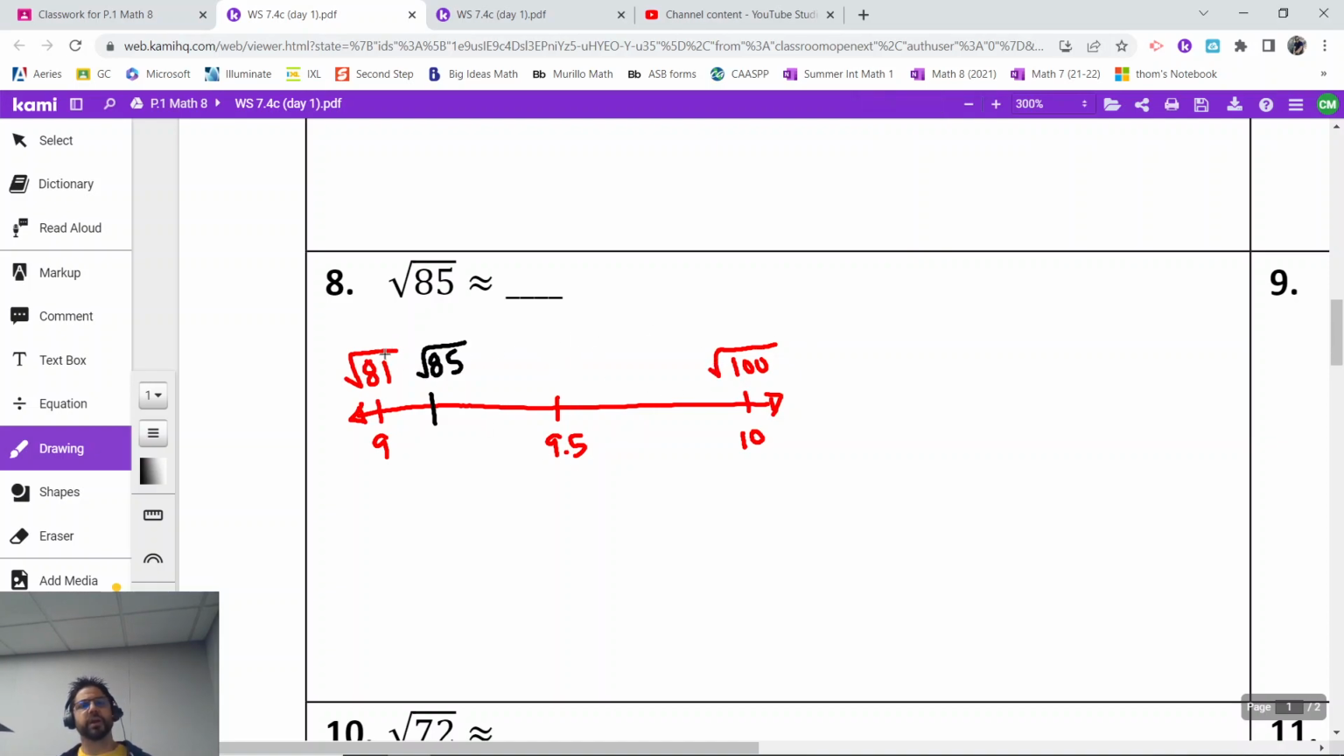But for those of you who were trying to figure out the middle, remember it is 100 plus 81, which is 181. And then we've got to divide it by 2. Well, half of 180 is 90. So this would actually be a 90.5.